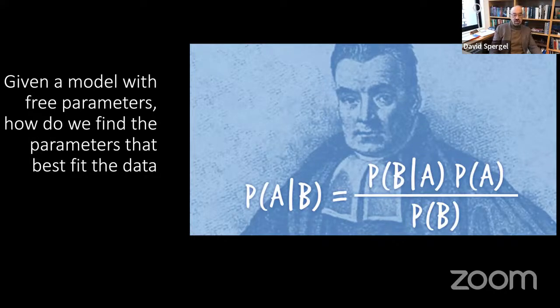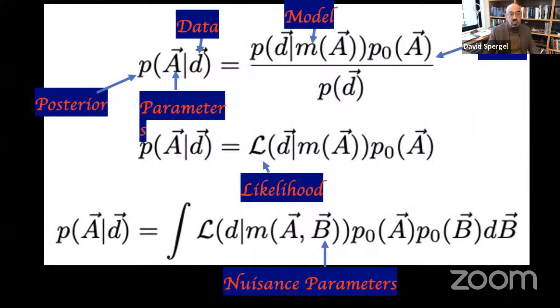So the basic problem, and this is Reverend Bayes and the famous Bayes equation, is given a model with parameters, how do we determine the parameters that fit the data? And here, we'll make use of Bayes' theorem, which says the probability of A given B is the probability of B given A times the probability of A divided by the probability of B. And when we apply that to our model and our data, what we'll want to do is compute what we call the posterior, which is the probability of the parameters in the model given the data.